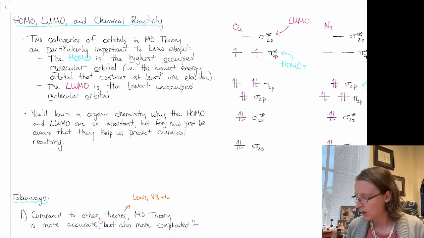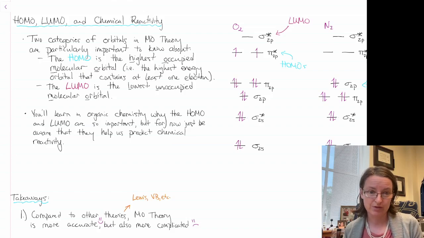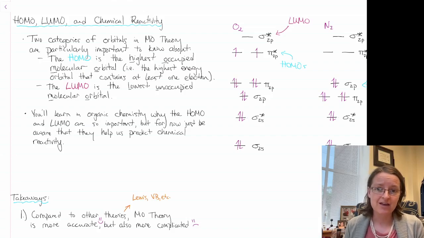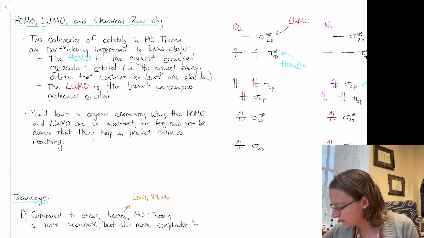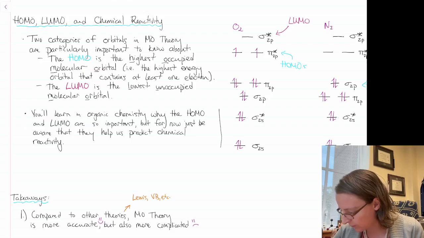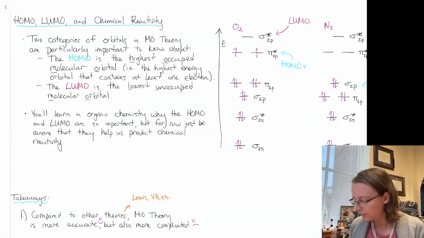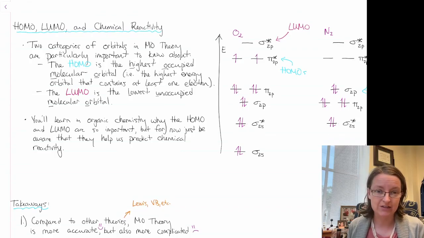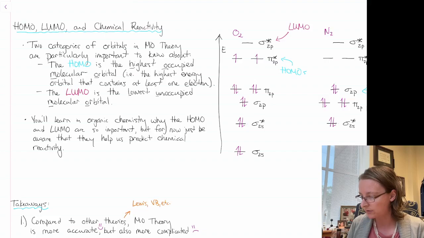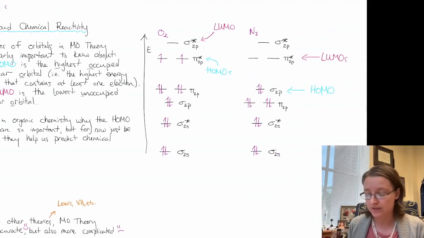HOMO and LUMO. So HOMO in molecular orbital theory represents the highest occupied molecular orbital. In other words, it's the orbital, or if there's a tie, orbitals, that have at least one electron and that are the highest energy orbital to do so. Remember that in these energy level diagrams, the y-axis always represents energy. So basically, we're looking for the topmost orbital that contains at least one electron. For a molecule like O2, you can see that it's our pi star 2p orbitals that are considered the HOMOs. And for a molecule like N2, it would instead be this sigma 2p that would be considered the HOMO.